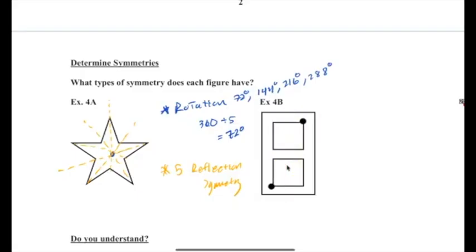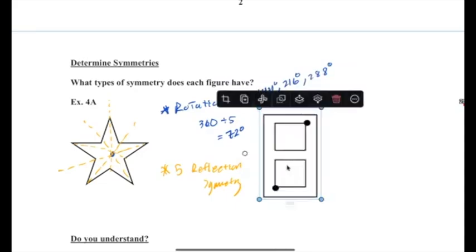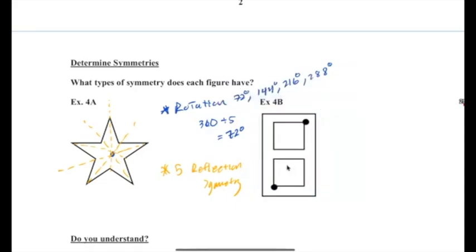It doesn't have that. How about rotation symmetry? If I rotate it upside down, will it work? And if I do this, not the same, not the same. Look at that. It's the exact same thing. It does have rotation symmetry of 180 degrees. Flip it upside down. So that's rotation and reflection symmetry.